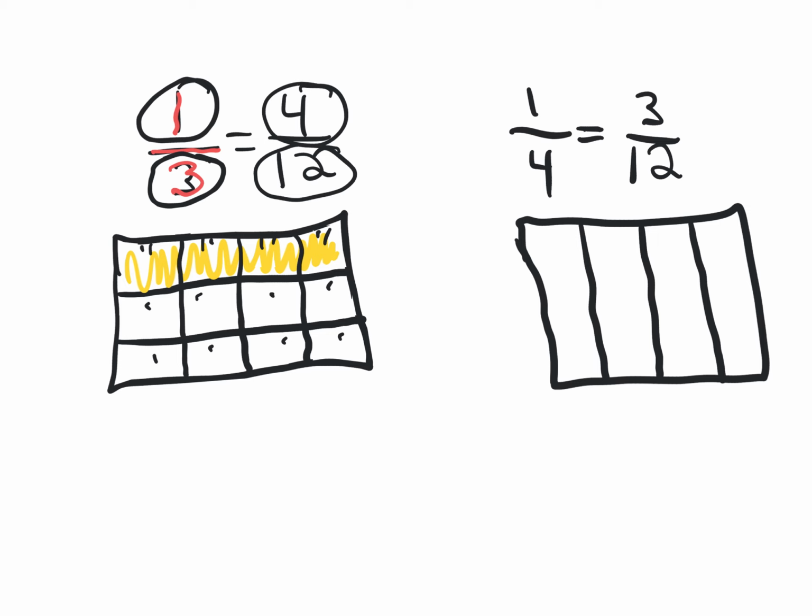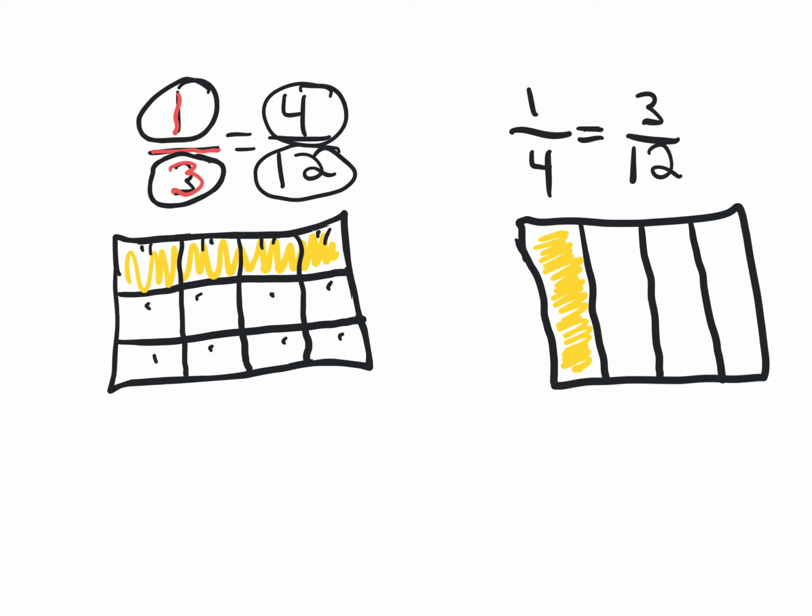All right, let's try 1/4 equals 3/12. So right now, we want to shade in 1 section out of 4 because it's 1/4. Now, if it was 2/4, we would shade in a second section, but right now it's just 1 out of 4. So this picture here represents 1/4. So how do we make it represent 3/12 now? Think about it.